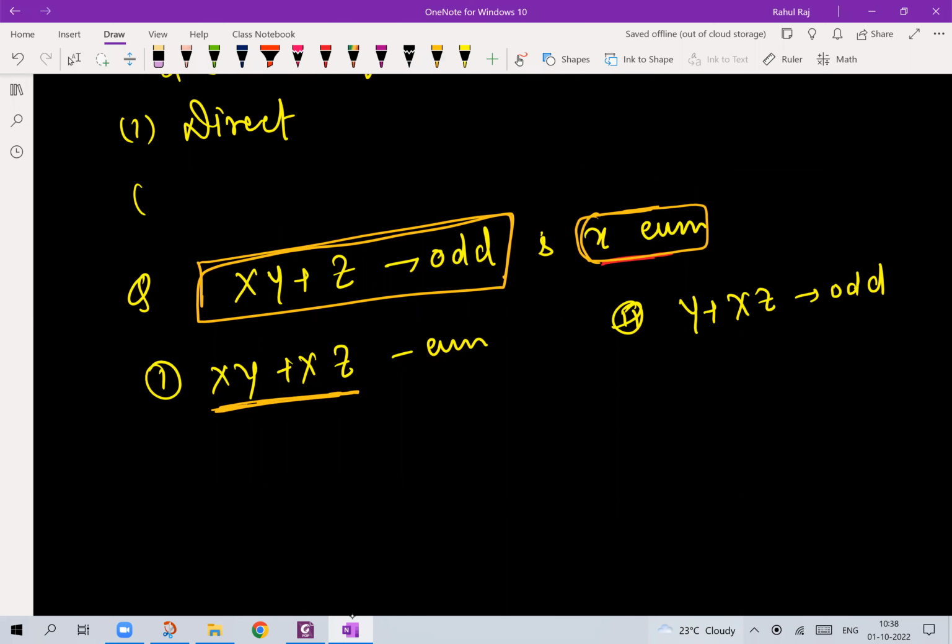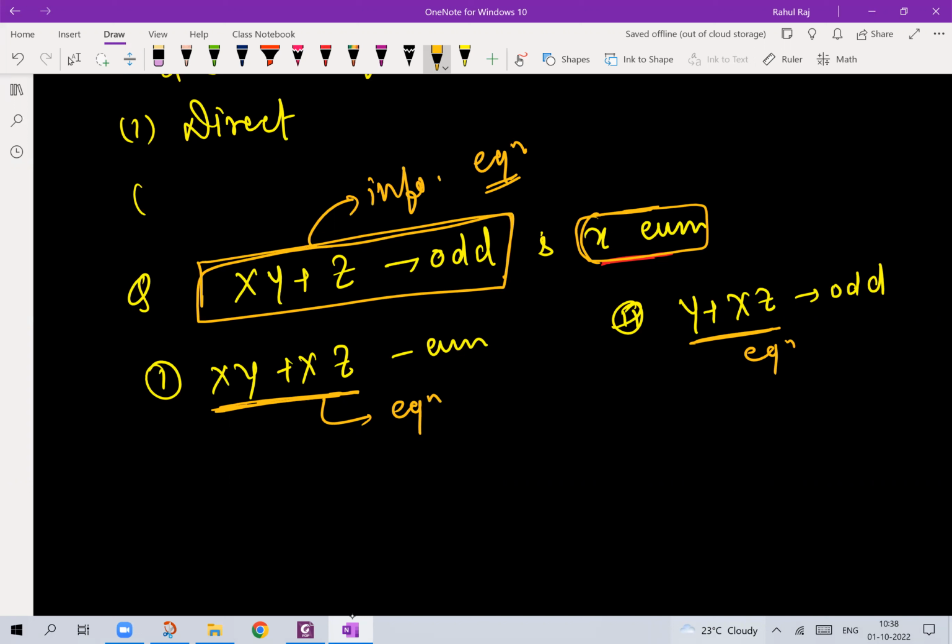So how exactly do you approach such a problem? Please understand the information that is given to you. Is this in terms of an equation? Is this an equation or not? That xy plus z is an odd integer. This is the equation. Statement number 1 is what? It is in terms of an equation. Statement number 2 is also in terms of an equation: xy plus xz is an even integer, y plus xz is an odd integer.